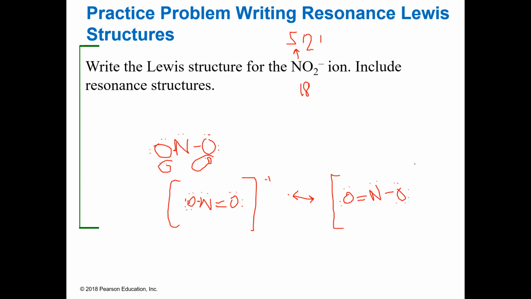So the nitrite ion has 2 resonance structures.